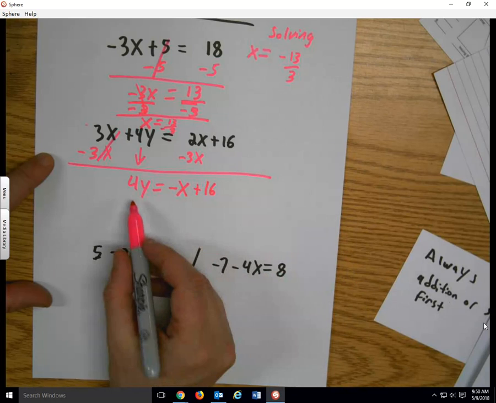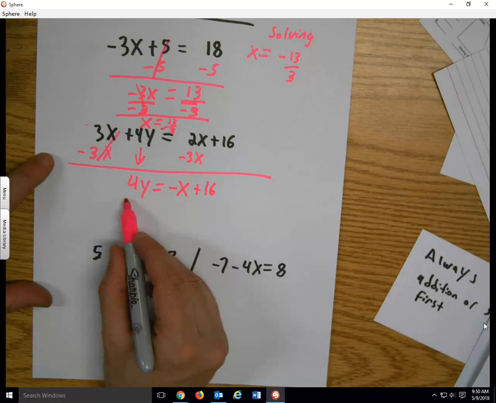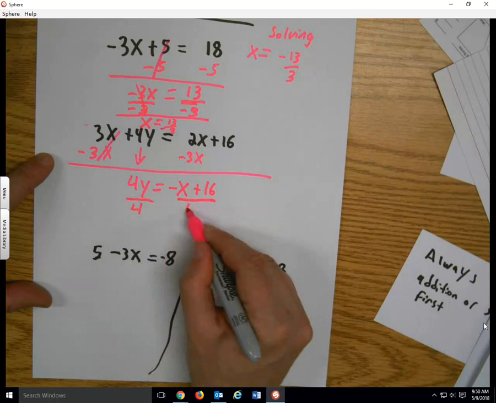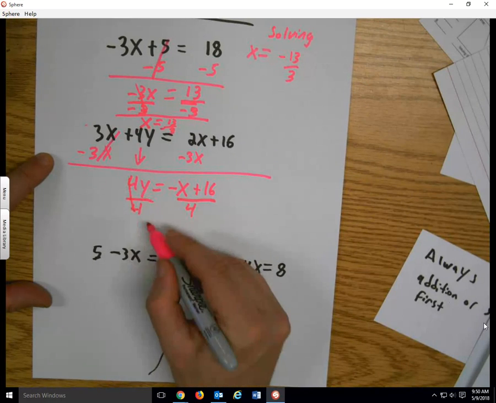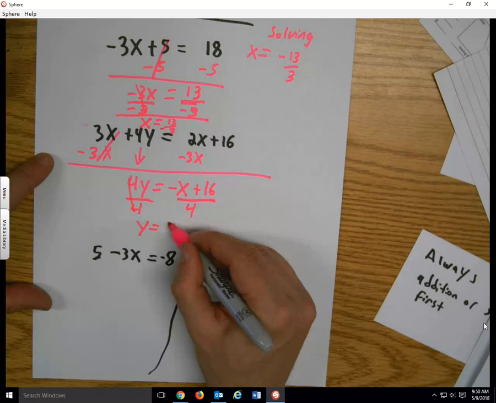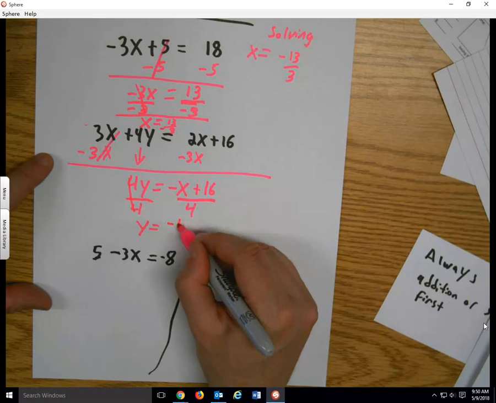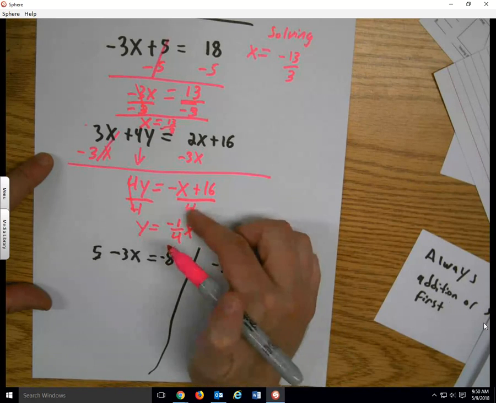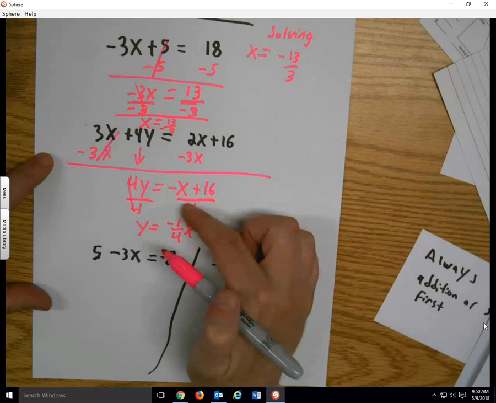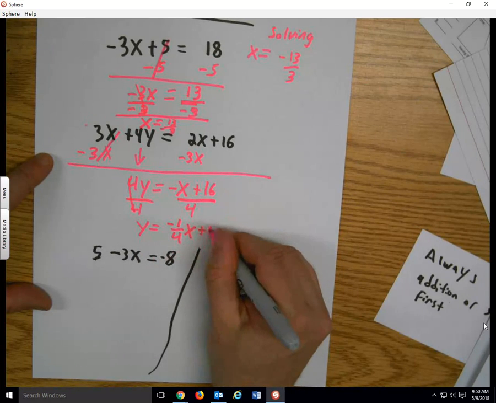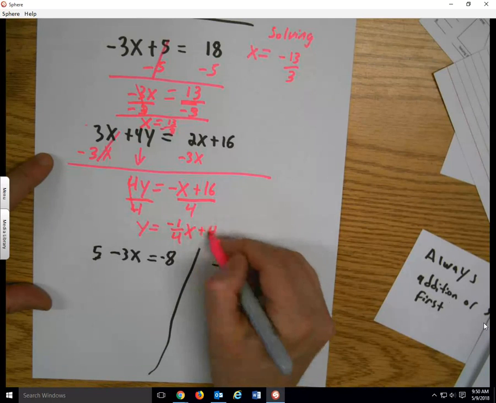And then what's the 4 doing to the y? There's nothing in between, so it's multiplying. So you do the opposite of multiplying. You divide. The answer is y equals negative. There's a 1 there, even though you don't see it, it's invisible. A 1 over 4x. And notice I'm not just dividing this by 4. I'm dividing this term also by 4. Both terms. 16 divided by 4 is 4.